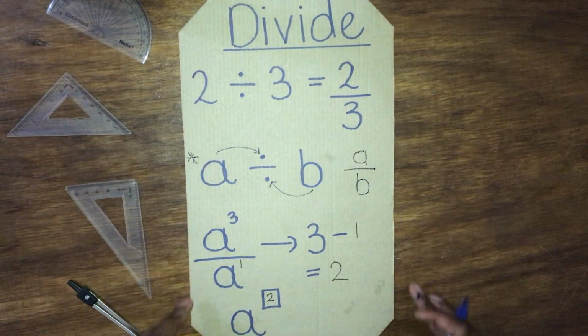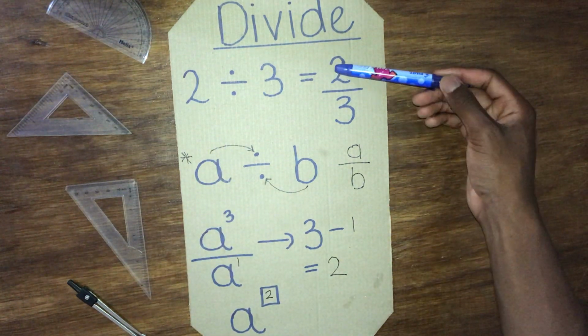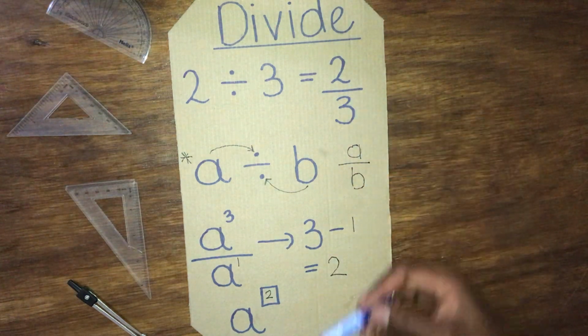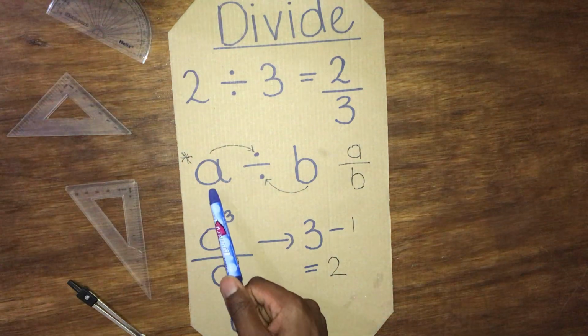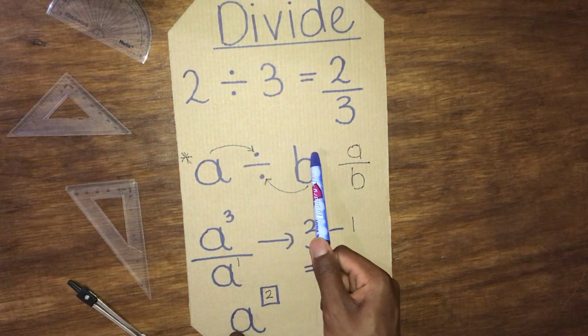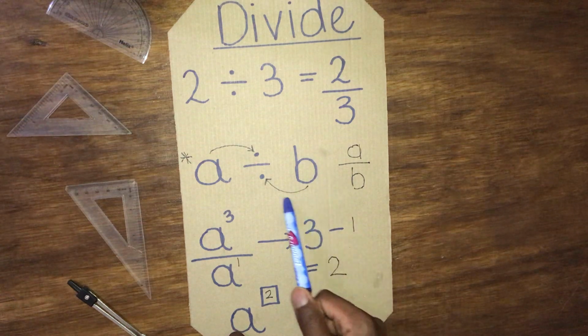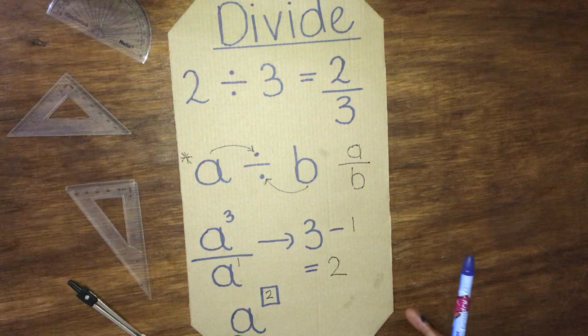Division. Now, 2 divided by 3, we know written as a fraction is 2 over 3. Same thing with algebra. The A occupies the numerator spot, B occupies the denominator spot to give us A over B.